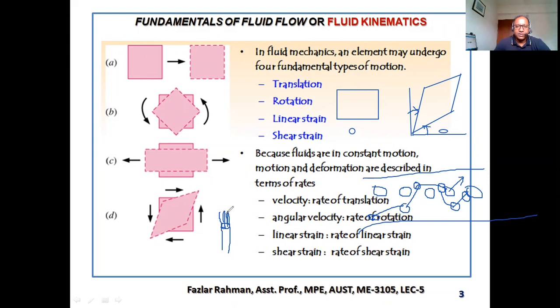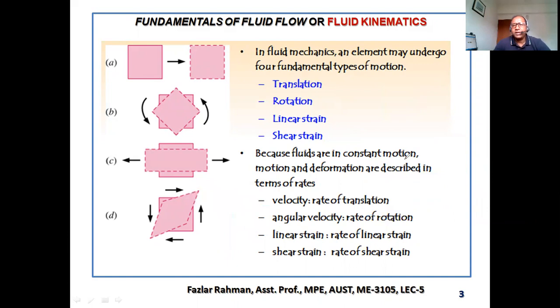But after a certain distance, you see the smoke is getting mixed together and flowing in a haphazard way. So this portion is called laminar flow, and this portion is called turbulent flow. But we'll explain later in more detail how the flow becomes turbulent and when the flow becomes laminar. Okay.